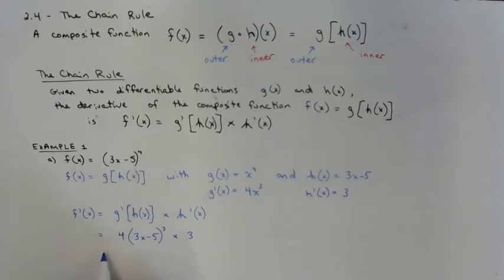When we do this, we don't need to fully expand this binomial cubed, okay? But since multiplication is commutative, we have 4 times this thing times 3. We can simplify this to be 12 times 3x minus 5 to the power of 3. And that is f prime of x.